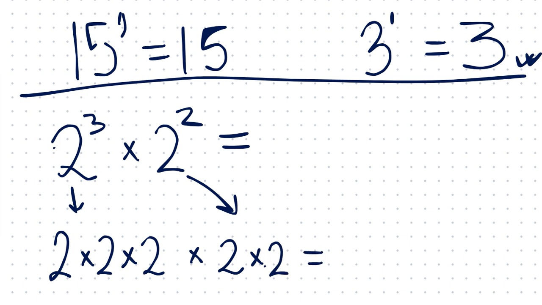What does that mean? We have the number 2, how many times? 1, 2, 3, 4, 5. That is 2 to the power of 5. So what do we notice here, guys?